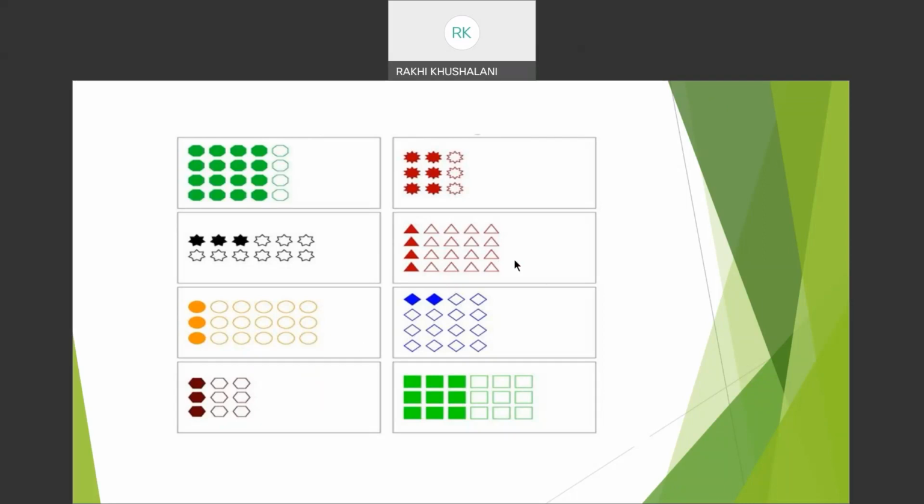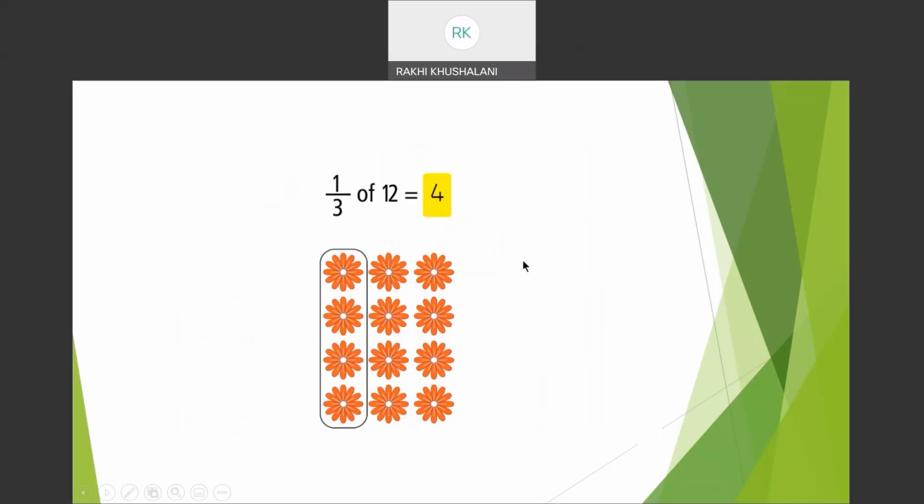And let's go ahead. Okay, there are 12 flowers, out of which there are 3 groups, each having 4. And I have made a boundary around one group. So out of the 3 groups, I have taken one group.